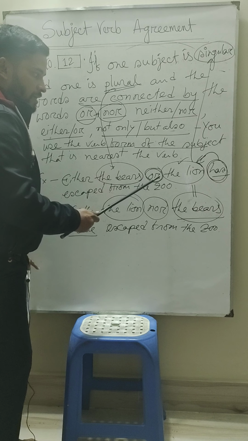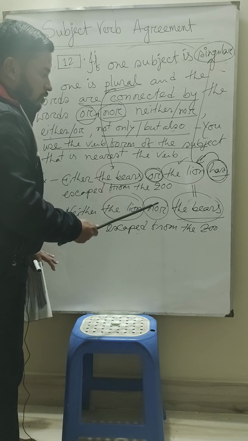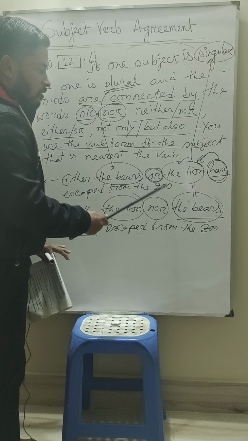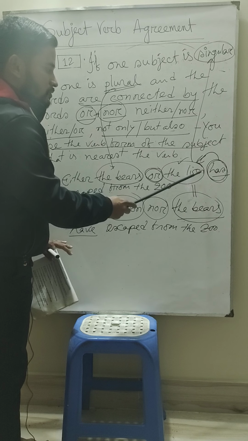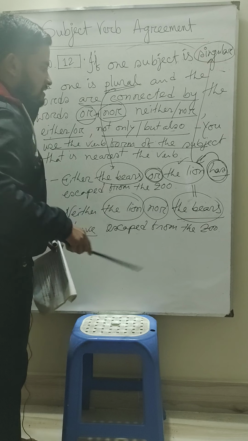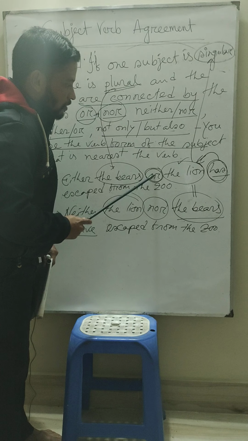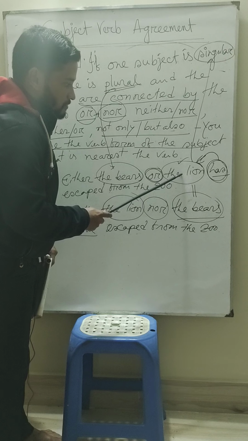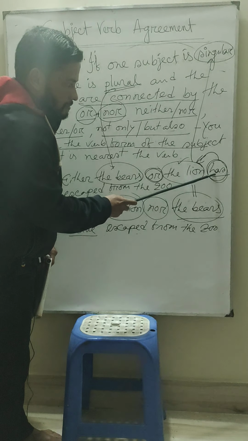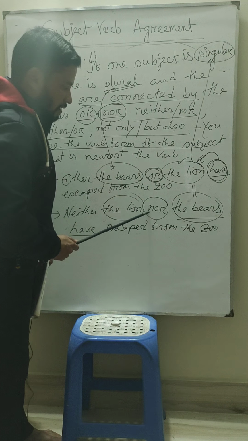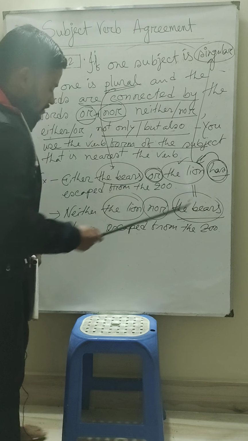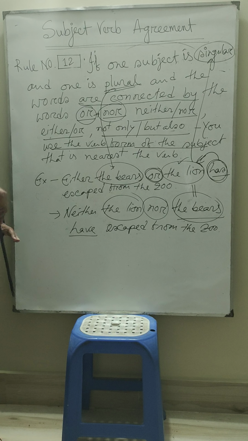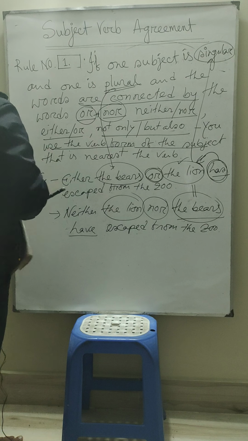So which subject do we follow? After or and nor, the subject which remains, we should follow that subject. Here you see, after or we use the lion, so the lion is third person singular number, then we use a singular verb. Here after nor we see the subject, the bears, so you use have, the plural verb. Now we go to the next rule, rule number 13.